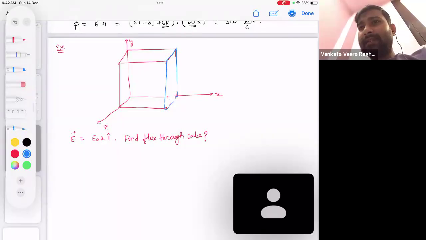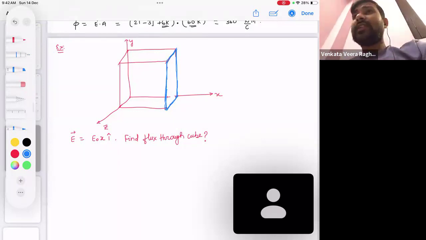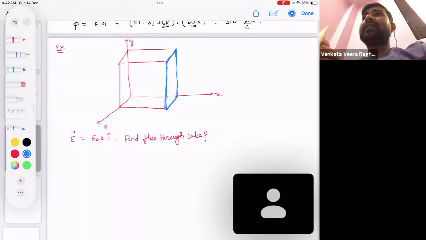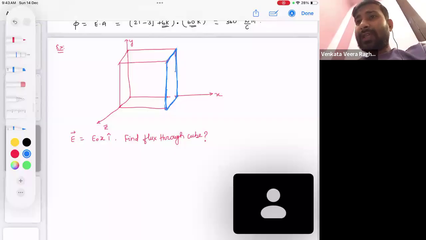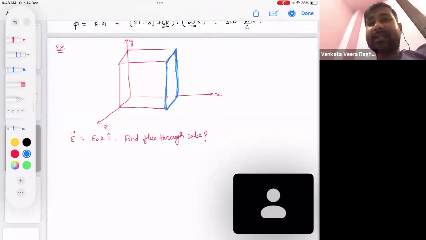Why? Because the electric field is in the i cap, right? So any area vector which is in the i cap is going to contribute to the flux. And if the area vector is in the j cap and the electric field is in the i cap, then the dot product is going to be 0. So we should focus on the area which is in the i cap direction.